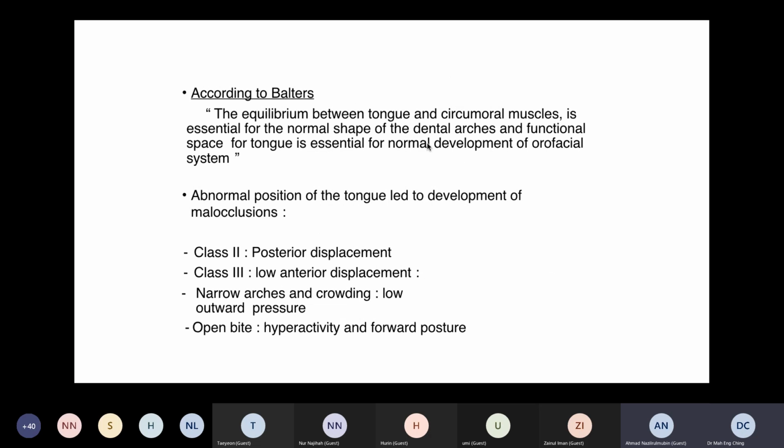According to Balters, the equilibrium between the tongue and the circumoral muscle is essential for the normal shape of the dental arches, and the functional space for the tongue is essential for the normal development of the orofacial system. So abnormal position of the tongue leads to the development of malocclusions. So you see the current literature.